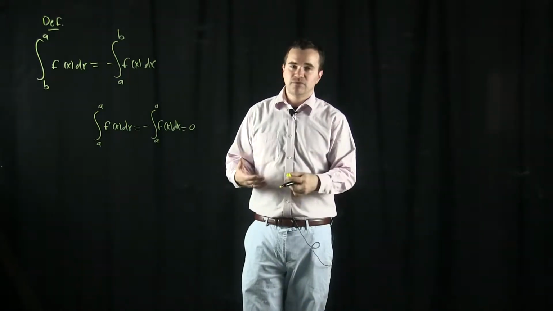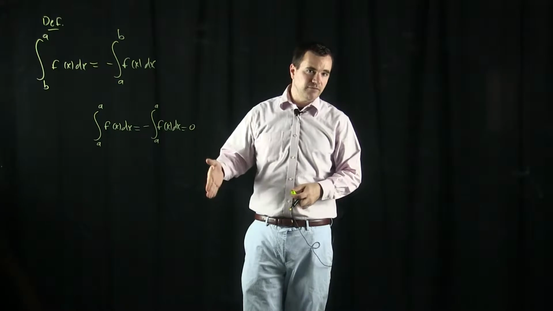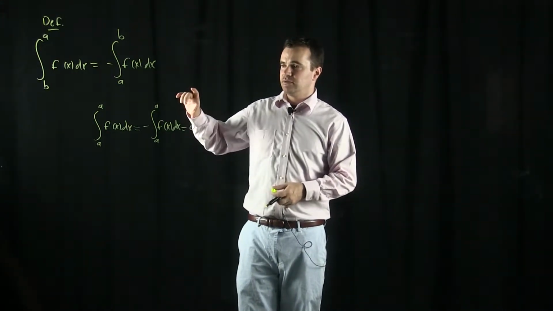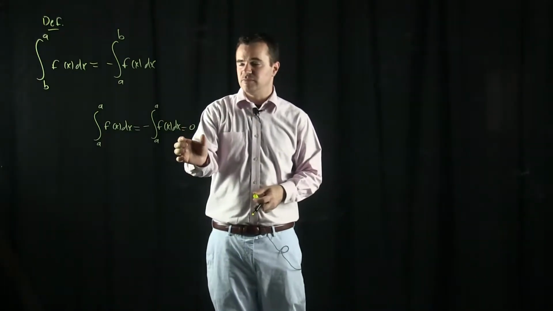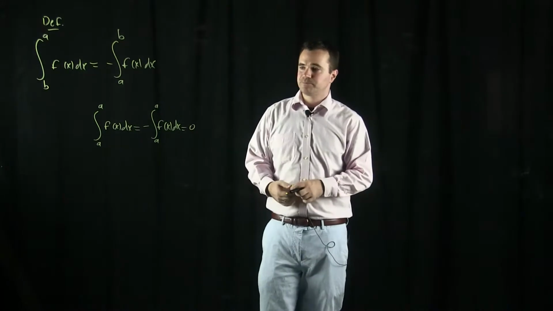So this is consistent with something that we already knew. The integral from a to a should be the area of the vertical line under the curve. But since that line has no area, you'd expect it to be 0. So this definition is certainly consistent with that.